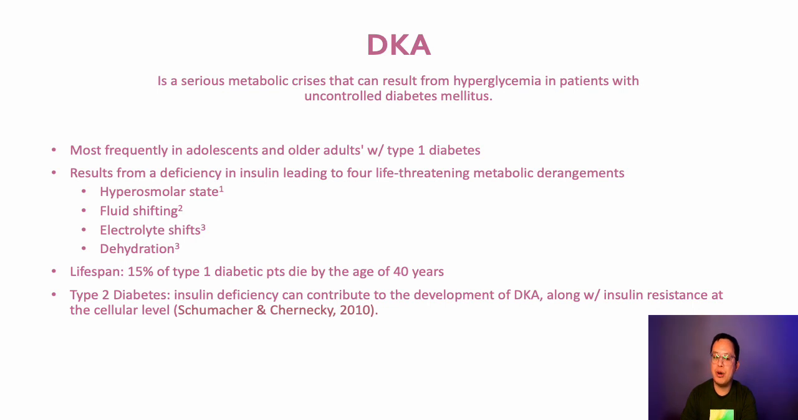First one is hyperosmolar state. A hyperosmolar state occurs because there is no production of insulin by the beta cells, causing existing hyperglycemia, which causes a hyperosmolar state. Okay. Next is fluid shifting. The hyperosmolarity results in shifting of fluid from inside the cell to the serum, and electrolyte shifts.